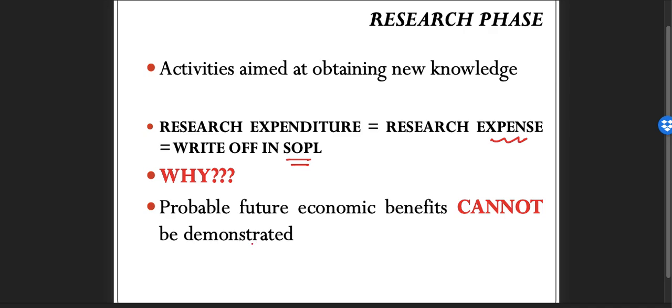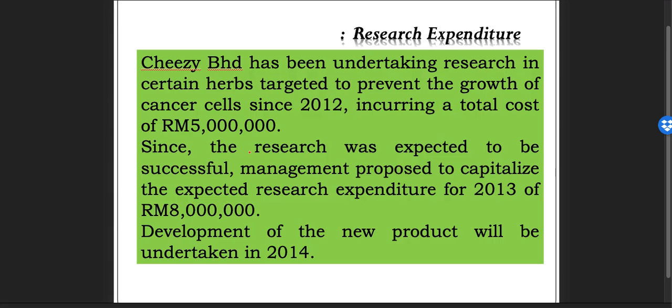So during the research phase, you cannot guarantee that what you are doing now will generate income for the business. Okay, because you have not created the product yet. You are just looking for information. So at this stage, it is not certain, that is not probable. So we do not fulfill the first recognition criterion. That's why we cannot recognize it as an asset. Therefore, we will expense it off into SOPL.